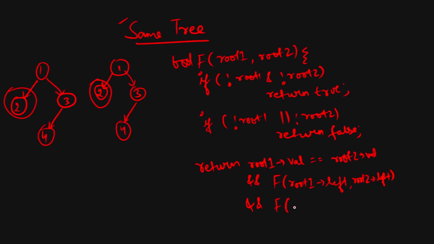For right, what I will write: root 2 right, that is root 1 right. Root 1 right equals root 2 right. If it is same, then this is our code.